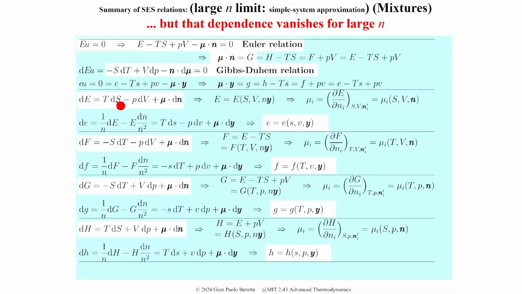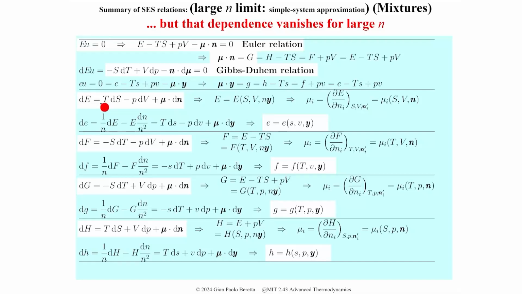So for energy, for the energy form of the fundamental relation, the natural variables, as we know, are S, entropy, volume, and the amounts of constituents. And the amounts of constituents can be written in terms of mole fractions, this way.